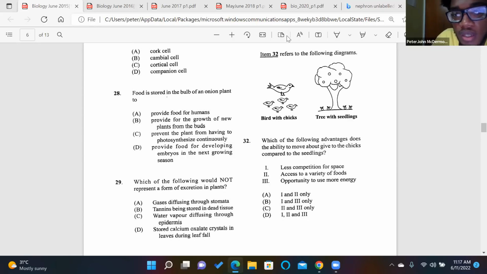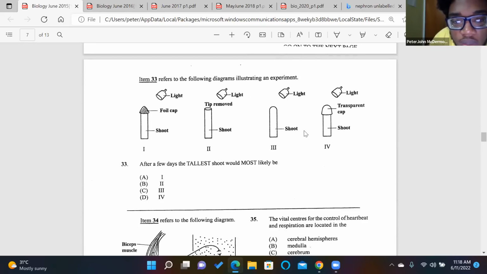Let's check the chat. So what are you guys saying? Oh, all right. Sorry. All right, cool. All right, so I would say A, less competition for space and access to a variety of foods. All right, so yeah, good job, guys. So we're speeding through, yeah?